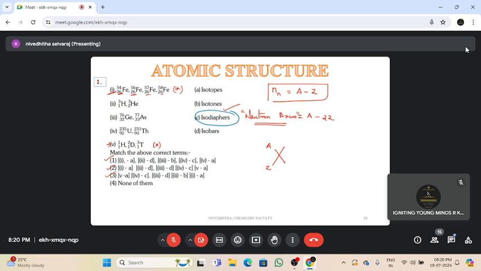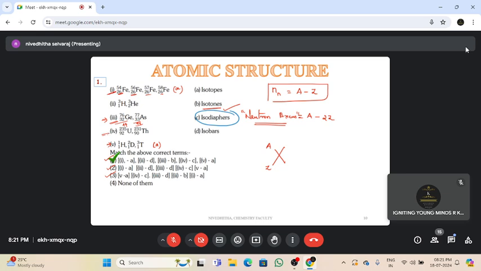And how about isotones? We have to check for species with the same number of neutrons, right? So which has the same number of neutrons? How about the third one? 76 is the mass number, 32 is the atomic number. So 76 minus 32 is 44, ma'am. Yes, exactly, it is 44. So this has 44 neutrons. How about this one? 44, ma'am. Again, this is 44. So the third one is an isotone. So 3 is connected with B. So definitely option 1. That's it.